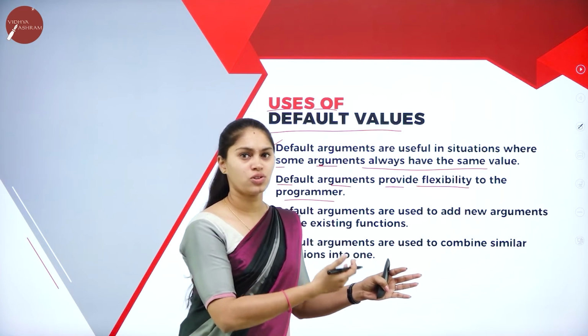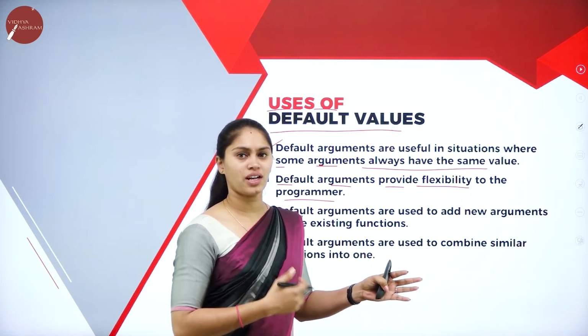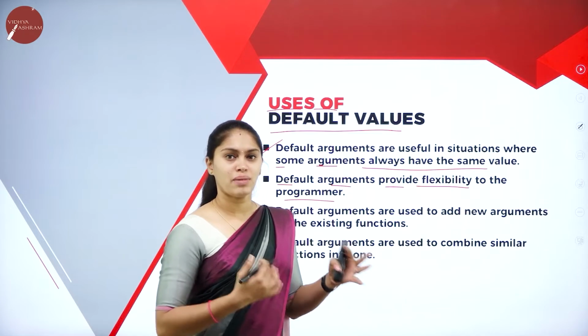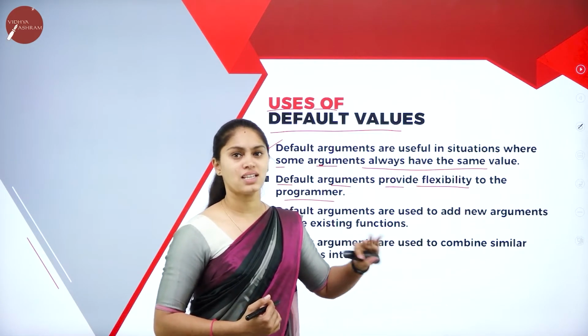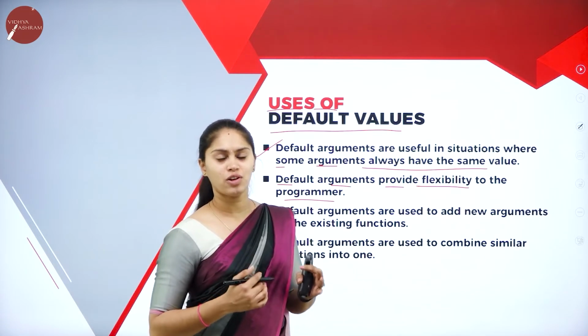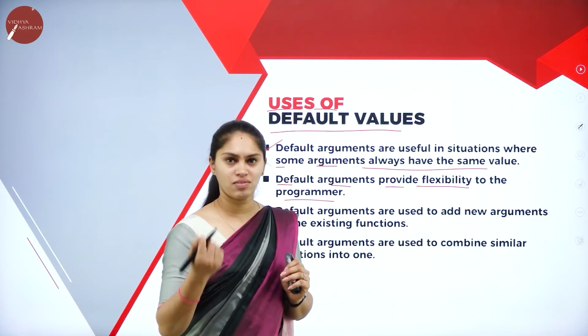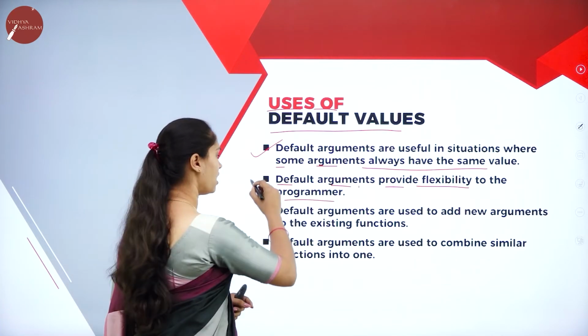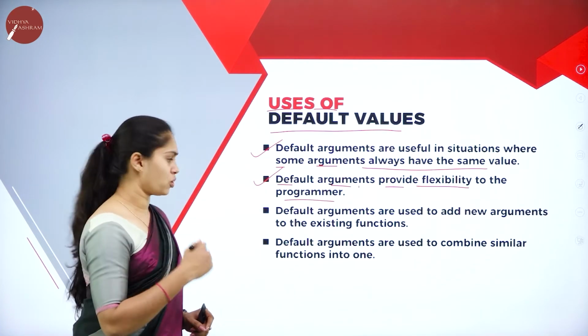So in order to make that call function active, I need to send a value. But if the call function has default values, then there is no need to send any value from the calling function. Then it will be easy for the programmer. So we say that this provides flexibility to the programmer.